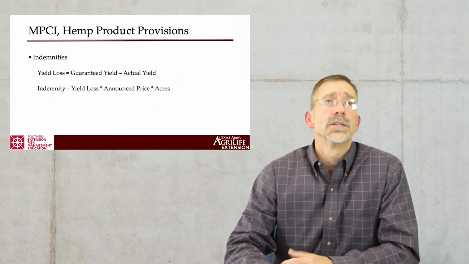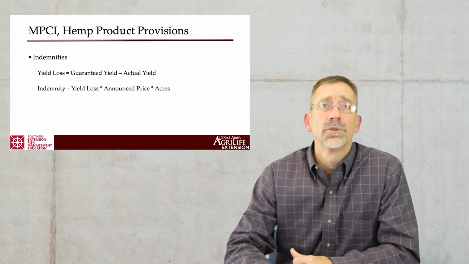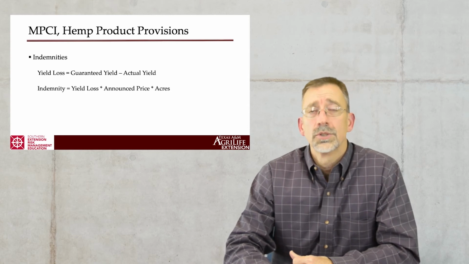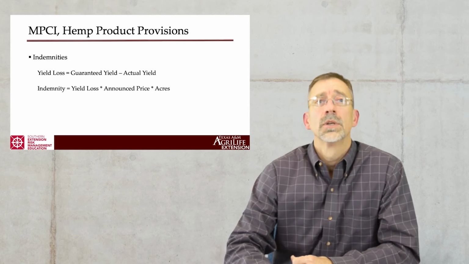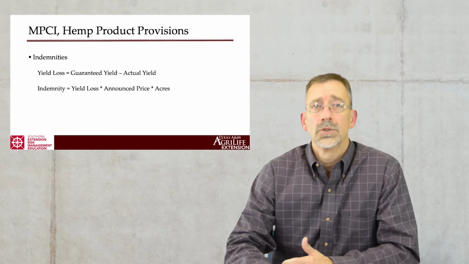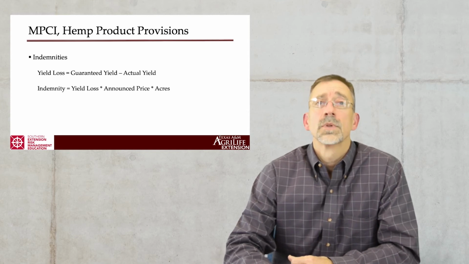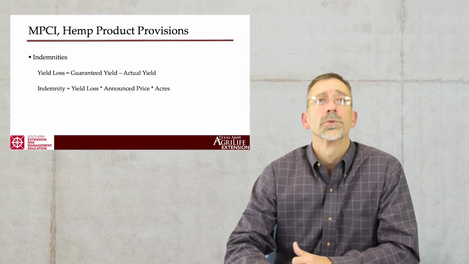So then finally, indemnities are simply a matter of to what extent did your actual yield fall below your guaranteed yield, and then your indemnity is that yield loss, if there is a loss, multiplied by the announced price, multiplied by the acres that you planted and insured.